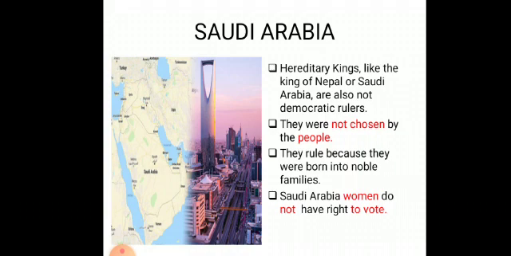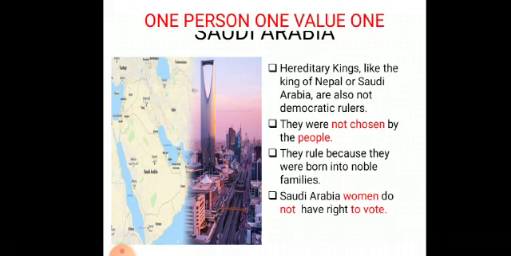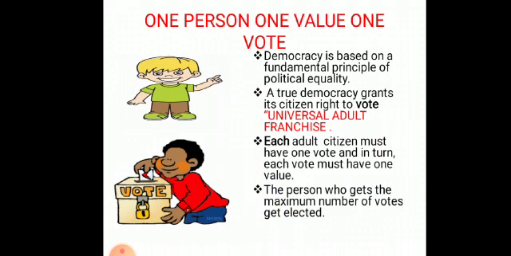The feature of democracy says that each and every adult citizen must have one vote, and in turn each vote must have one value too. Democracy is based on the fundamental principle of political equality. Once again, I'll repeat. A true democracy grants a citizen the right to vote, universal adult franchise. The person who gets the maximum number of votes gets elected in the election.